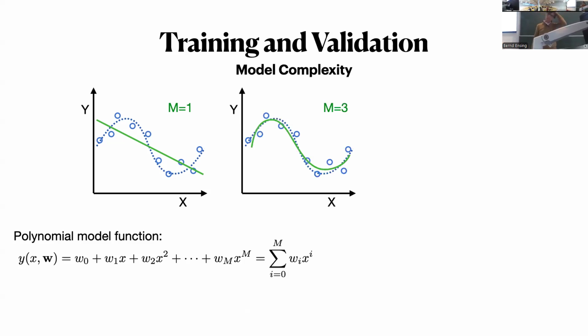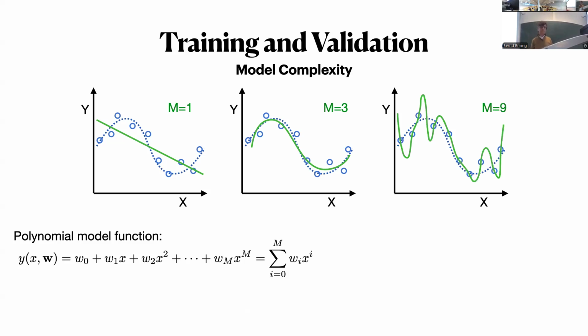If I make the order a bit larger, actually already at m is 3, it's not so bad, right? It's not spot on my dotted line, but it captures the essence of the underlying function. So that's really nice. I can keep on going, but then you may get stuff like this. So this is at m is 9. And you see, actually it goes through all the points, my green model, but it's fluctuating a lot.